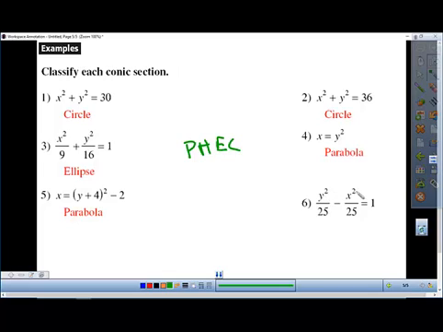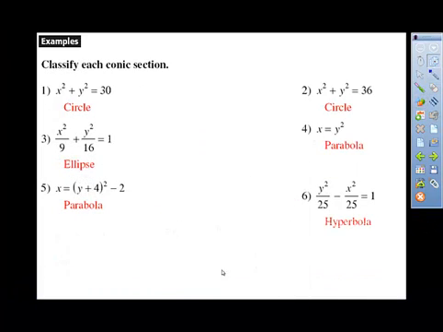So here we go. We got two squared variables, so we know if it's two squared variables, it's not going to be a parabola. It could be one of these. Now this whole term right here is a positive y squared. This is a negative x squared. So that means that they're opposite signs. So if they're opposite signs, then that means that it's a hyperbola. Okay, so this one's hyperbola.